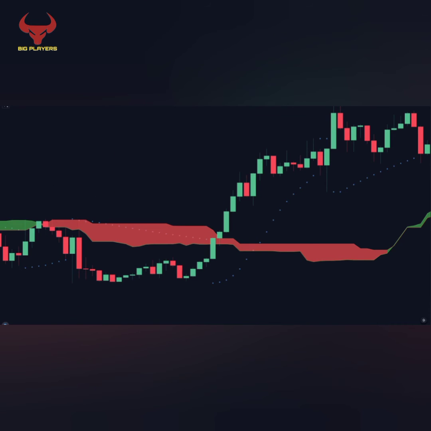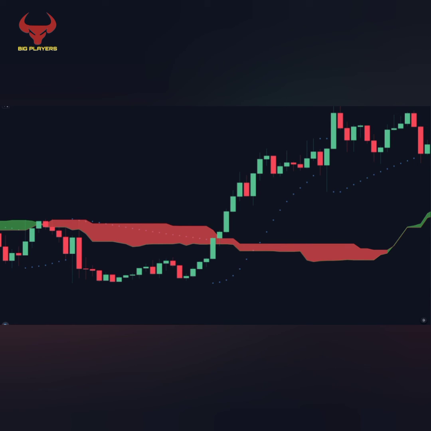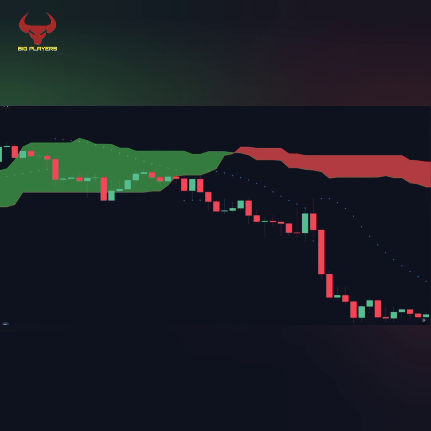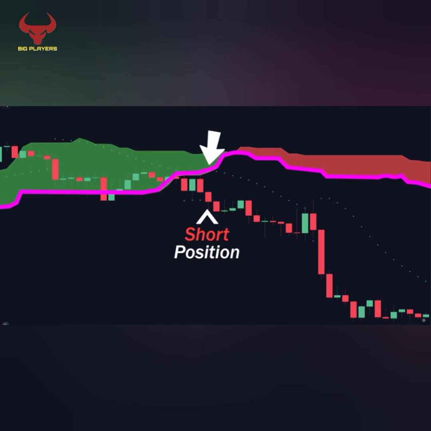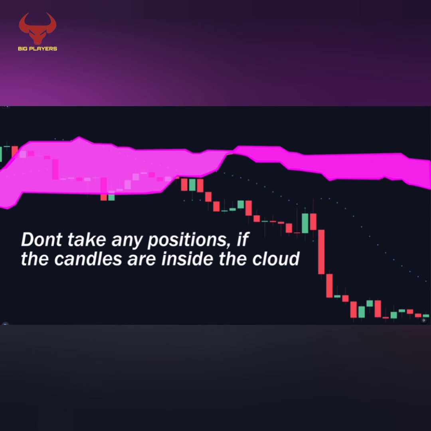Another strategy that you can use is by pairing up the Kumo Cloud with another indicator such as the parabolic SAR. So how this works is you basically take long positions if the parabolic SAR is below the candles while still being above the clouds. And you take short positions when the parabolic SAR is above the candles while the candle is below the clouds. And don't take any positions if the candle is inside the clouds.